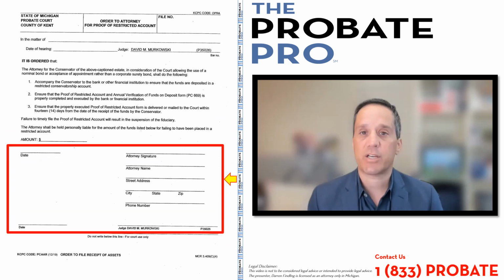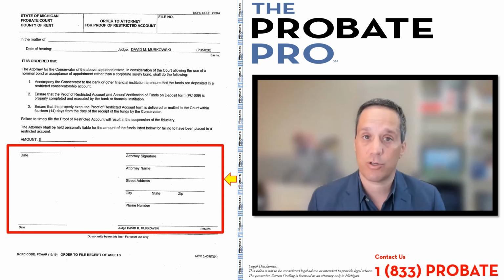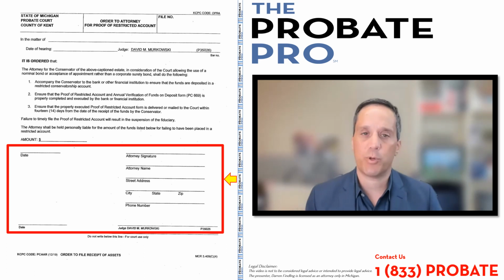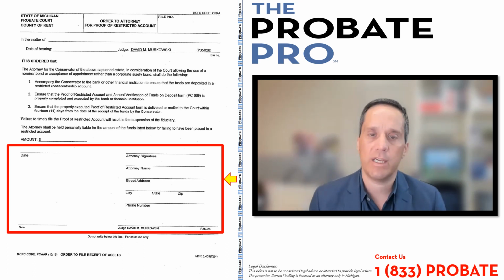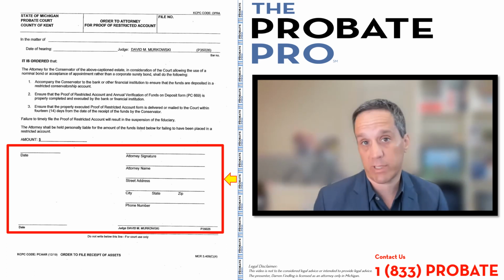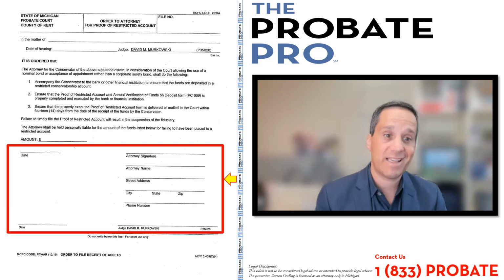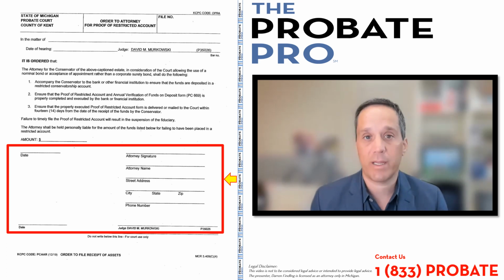The bottom section has a signature for the attorney agreeing to this court order, as well as the judge's signature entering the court order. So really kind of a unique order here where it's putting responsibility on the attorney to take steps to ensure that the funds make their way to that restricted bank account instead of a bonding requirement.